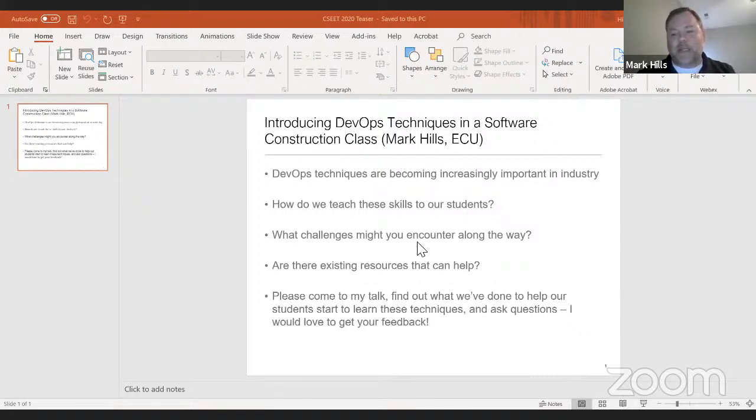If you're trying to pull this information together, do you have to do it from scratch? Is there information you can use? How good is that information? There are some challenges of integrating that into your class.